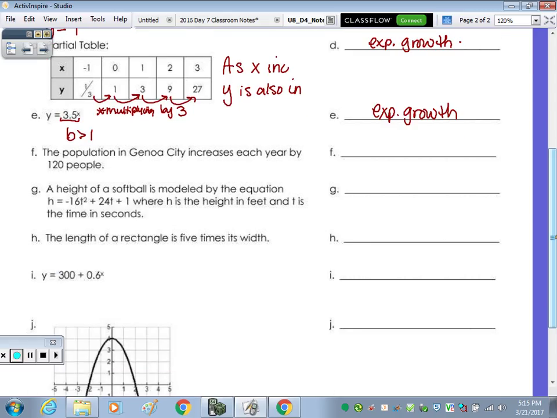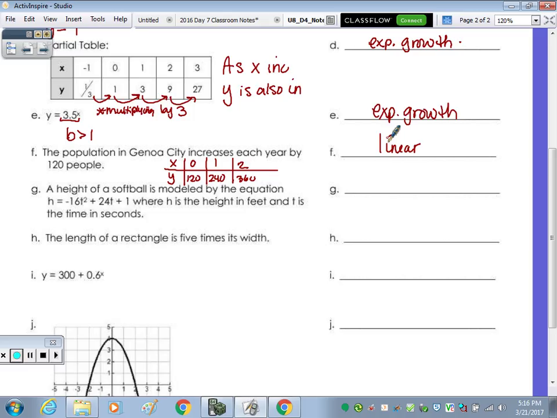F, the population in Genoa City increases each year by 120 people. So if you think of your x and y, we're at 120 at year 0, and then at year 1, we're going to increase by 120, so 240, year 2 plus 120 is 360, so on and so forth. Since, again, you're adding the same amount, this is linear. Your rate of change is constant.